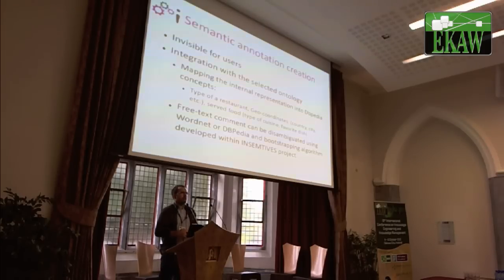Of course, we are integrating with DBpedia in our case. We are using DBpedia concepts as, for example, type of restaurants, food served, etc. It is also possible for text comments to be disambiguated using also WordNet or DBpedia and algorithms also developed within our project, for example, a bootstrapping algorithm. But the whole process is done somewhere in the background, so the user is unaware of it. So he doesn't really need to understand what he's doing.